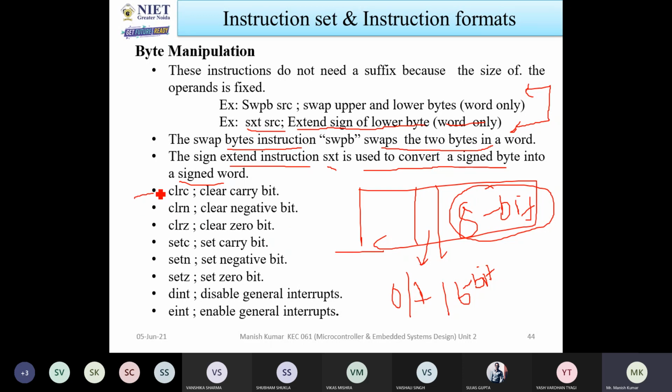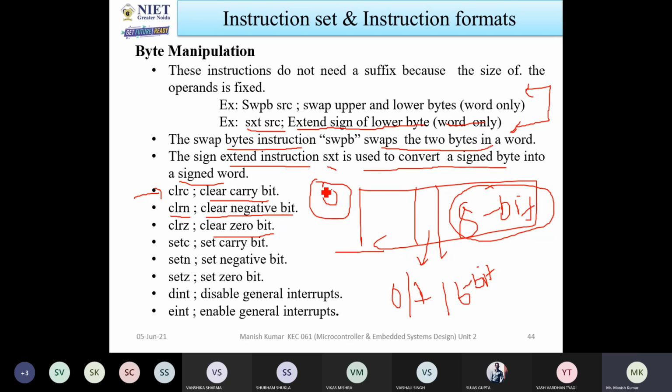Now some bit manipulation instructions are also available. One is CLRC, which represents clear carry bit. If you want to clear the carry bit, you can use this instruction. CLRN clears the negative bit. The carry bit, negative bit, and zero bit all come under the flags. So CLRC means you are clearing the carry flag, CLRN means you are clearing the negative flag, and CLRZ means you can clear the zero flag. What is the meaning of clearing the flags? Clearing the flag means you are setting it to 0.